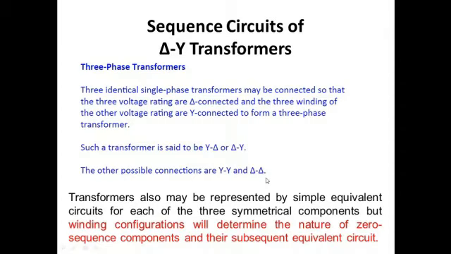A transformer can be represented by its equivalent circuit, and for each equivalent circuit we will have three symmetrical components: the positive sequence component, the negative sequence component, and the zero sequence component. However, the winding configuration can be seen only in the zero sequence component. The Y connection, delta connection, grounded, ungrounded, these configurations can be seen in the zero sequence component. So we will have a look at the zero sequence component of delta-Y, Y-delta, delta-delta, and YY transformers.